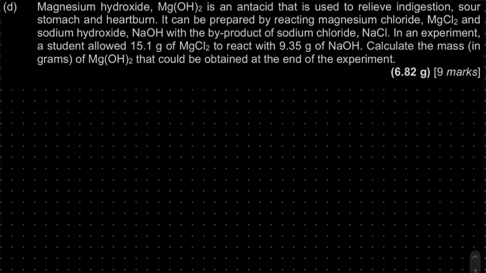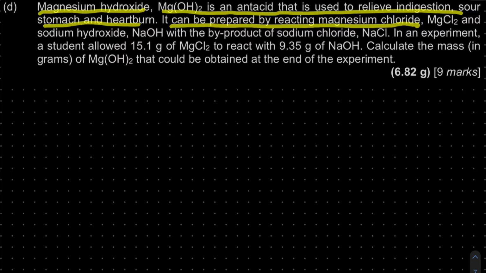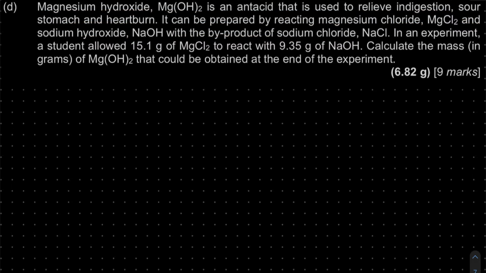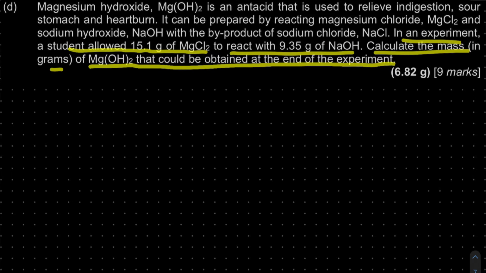For question 1D, magnesium hydroxide, MgOH2, is an antacid that is used to relieve indigestion, sour stomach, and heartburn. It can be prepared by reacting magnesium chloride and sodium hydroxide with the byproduct of sodium chloride. Okay, so it's quite a long one. In an experiment, a student allowed 15.1 gram of MgCl2 to react with 9.35 gram of NaOH. Calculate the mass in grams of MgOH2 that could be obtained at the end of the experiment.